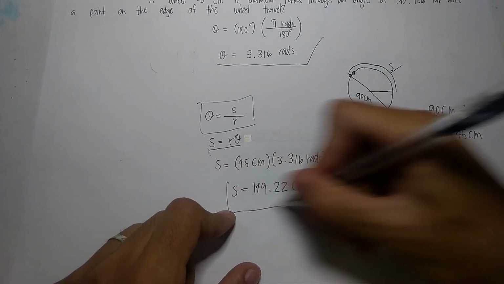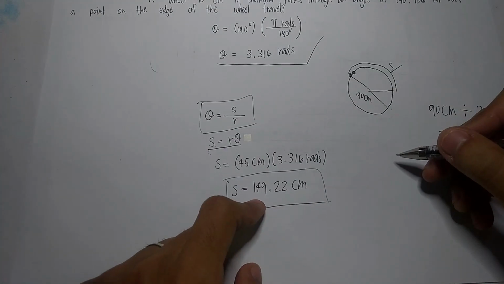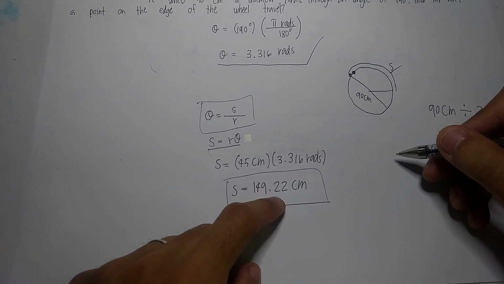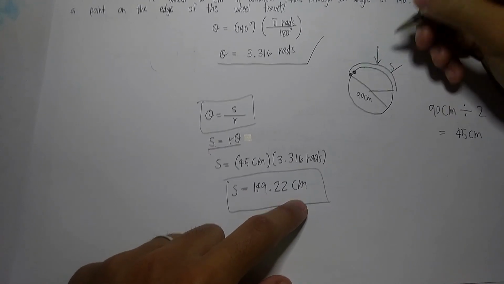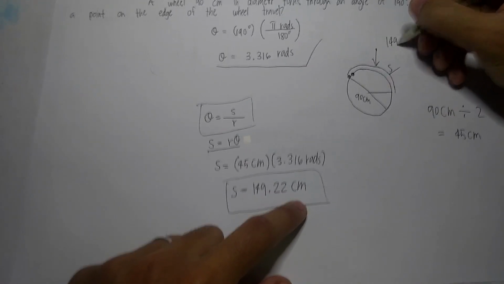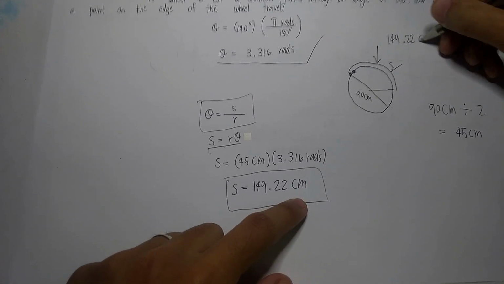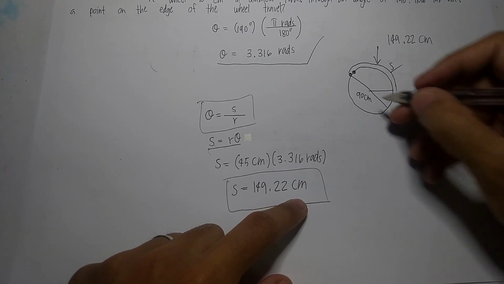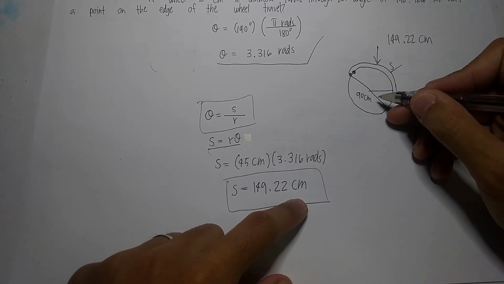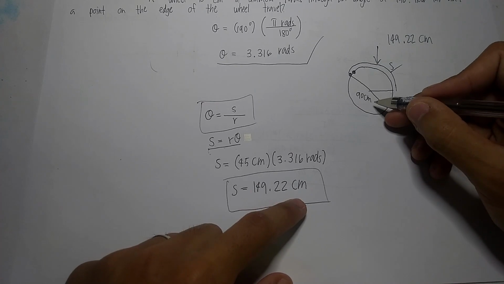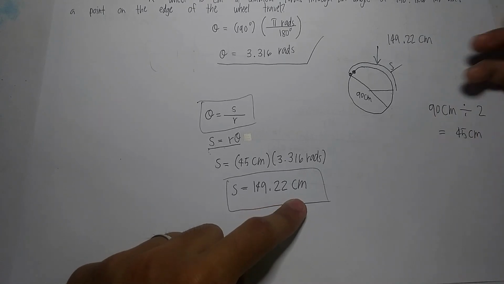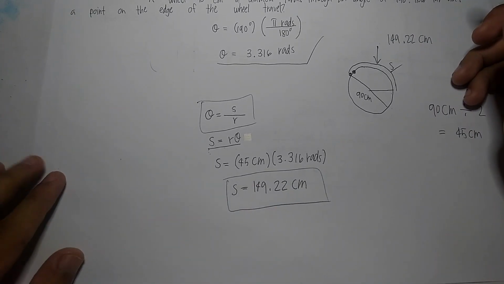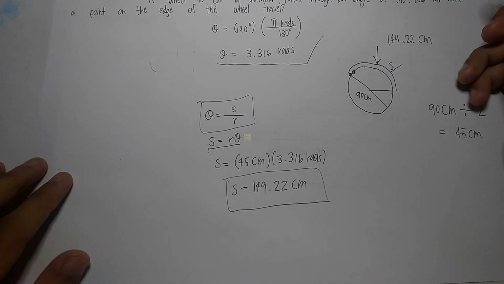By calculating, we will arrive at 149.22 centimeters. Thus, the arc length is 149.22 centimeters if the wheel diameter is 90 centimeters and if it travels 190 degrees from the initial position. So, ganun lang natin isosolve yung ganitong type of problem.